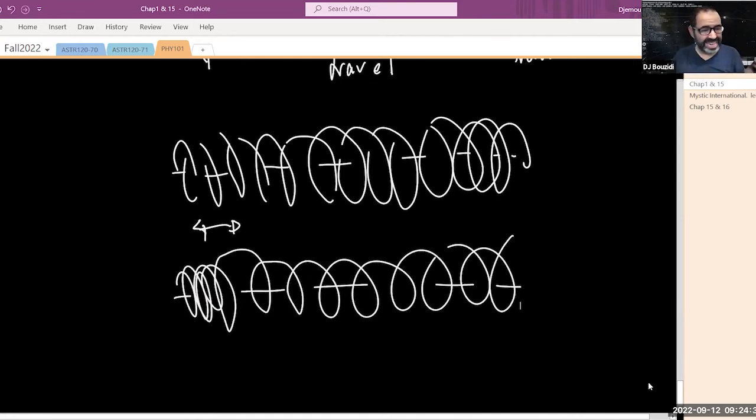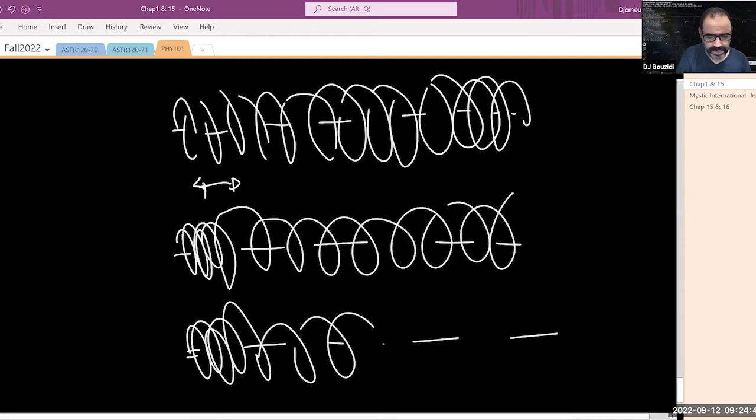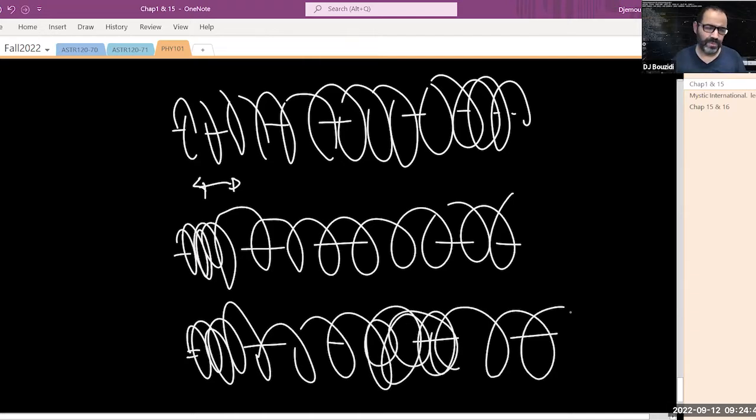Then I keep on doing this, compressing it and letting it go. So this is how the slinky is going to look at some point. This is again the length of the slinky. At some point it's compressed in one region and not compressed in another, and then that compression reaches a region, and then not compressed, and so on and so forth.